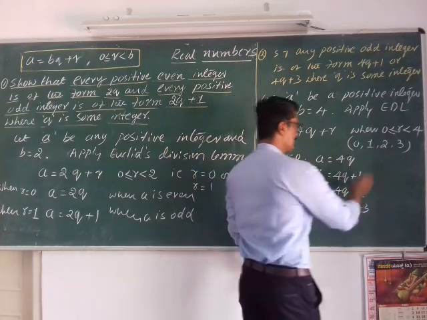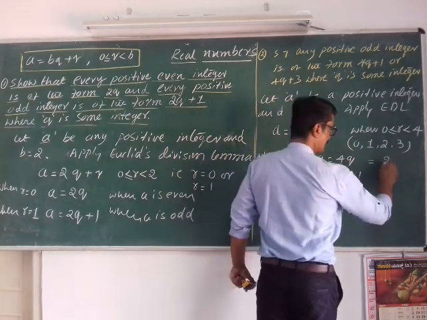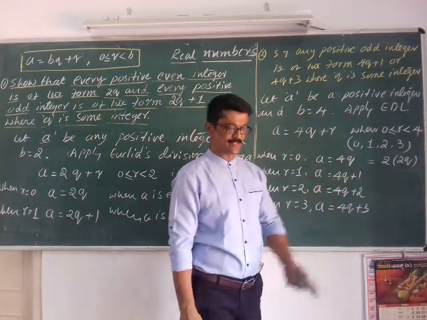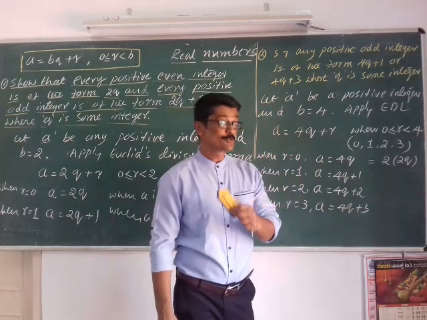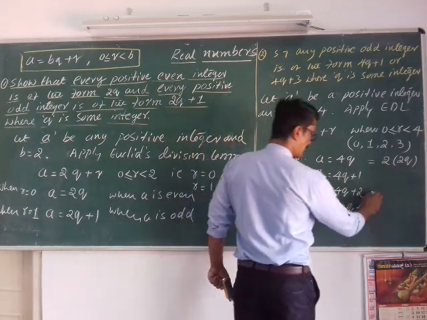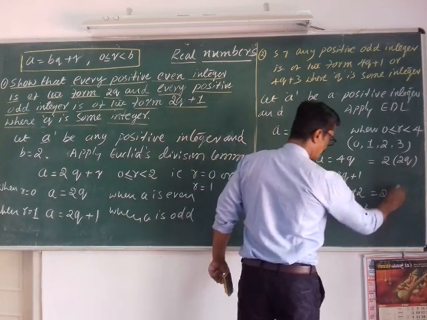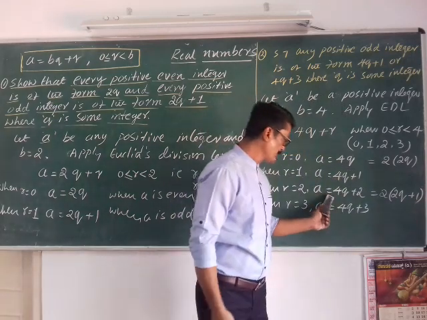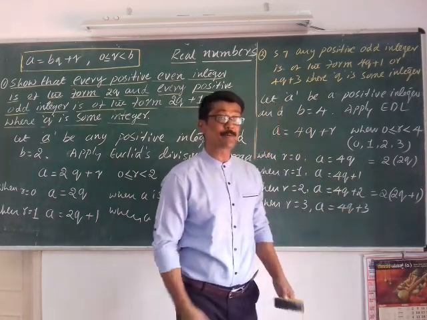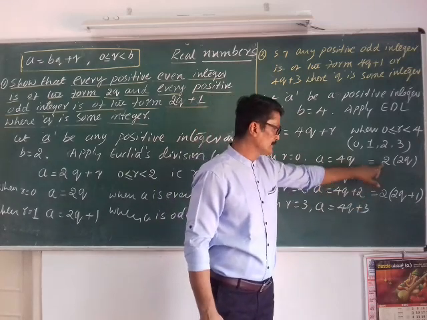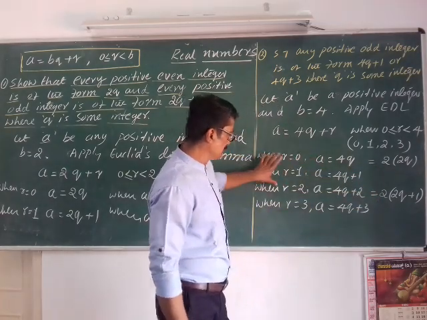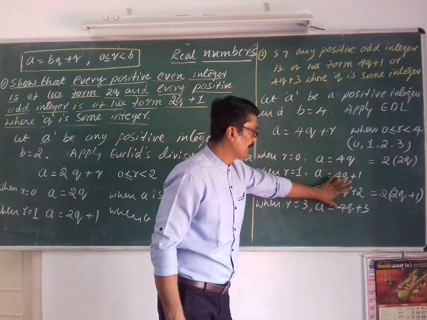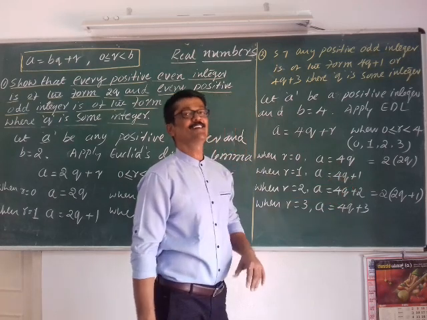See, 4q can be written as 2 into 2q. So, here a is even because it is a multiple of 2. In this case also, you can write a, taking 2 as common factor, as 2q plus 1. Here also 4q plus 2 can be written as a multiple of 2. If you write that it is a multiple of 2, it means these two numbers are even. These two cannot be written as multiples of 2, therefore they are odd.